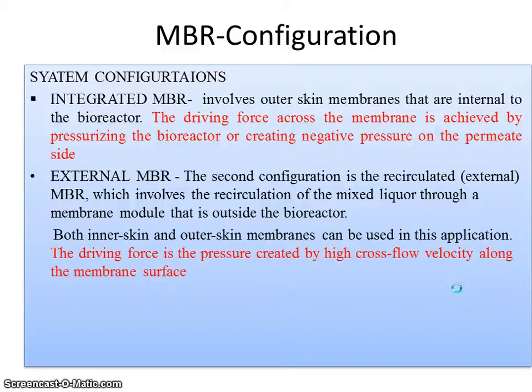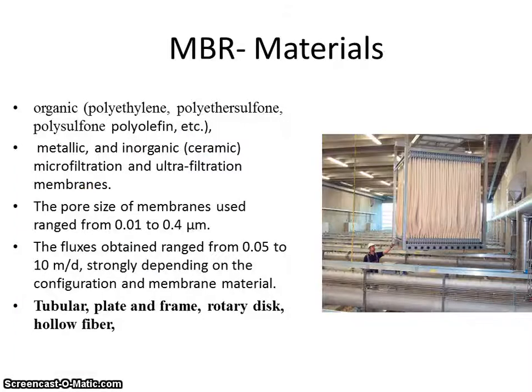It is a second configuration wherein you need to recirculate your wastewater. So wastewater will be treated, biological degradation happens in the ASP, and you will be passing that wastewater through the external module. So these are the configurations, and then what material should be used.